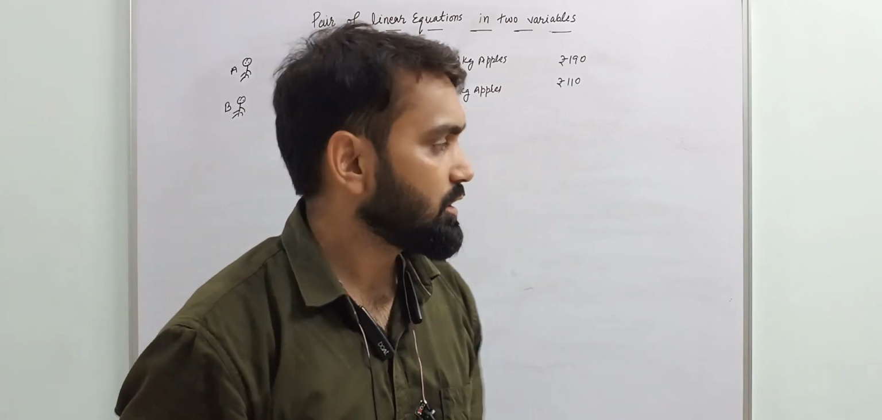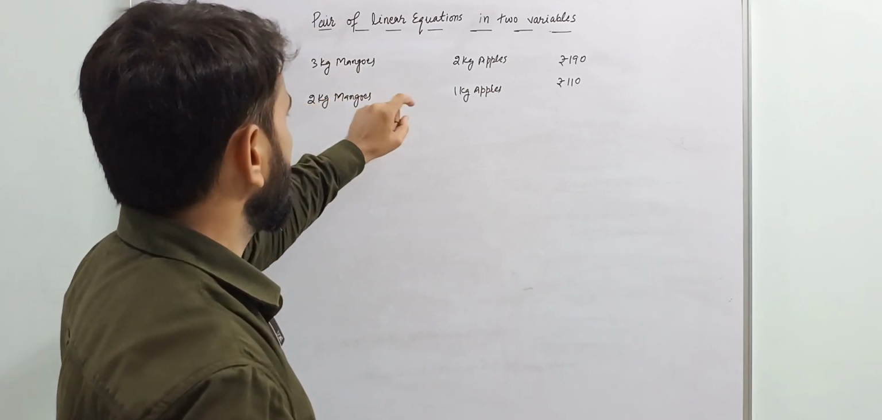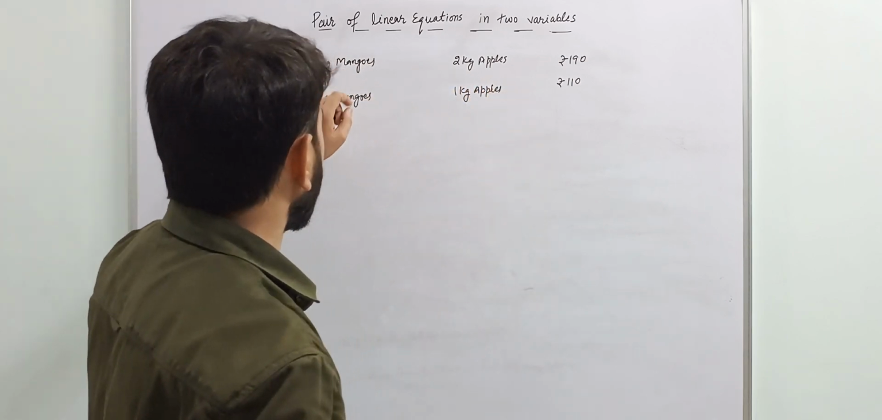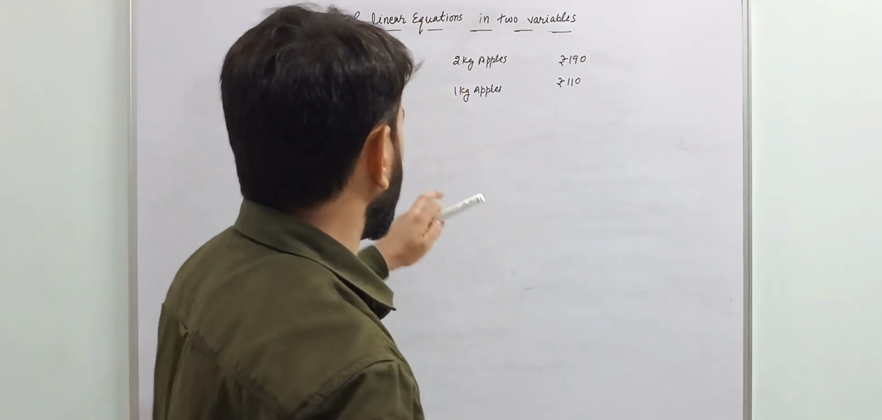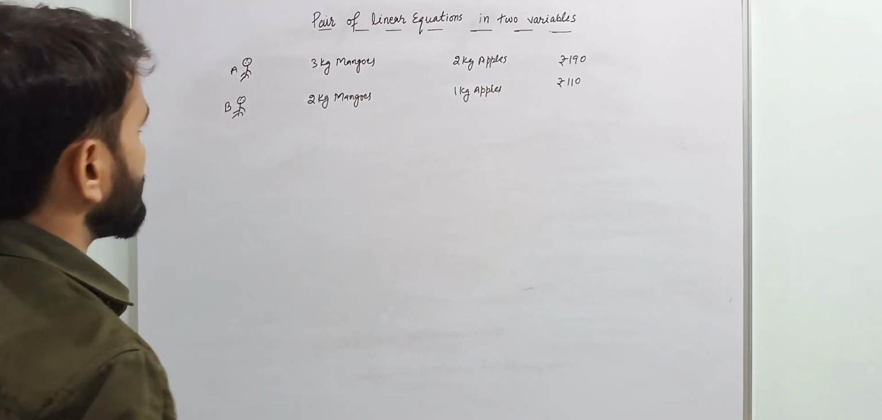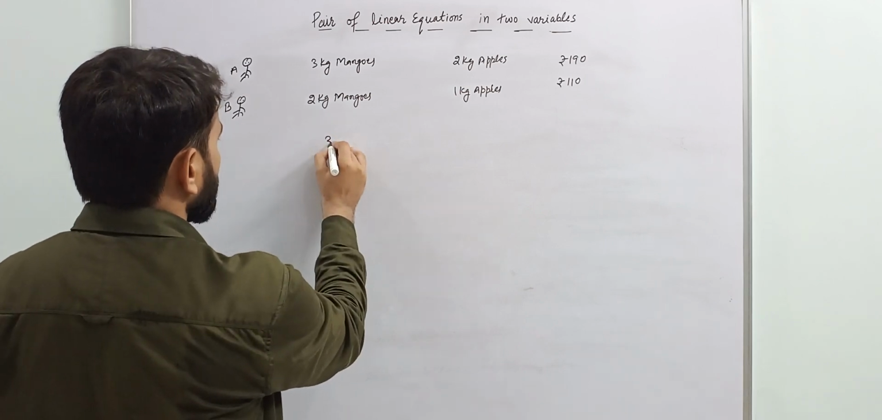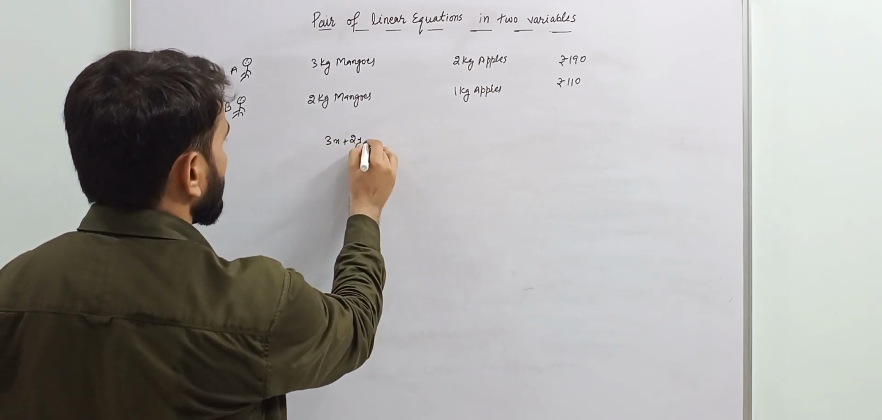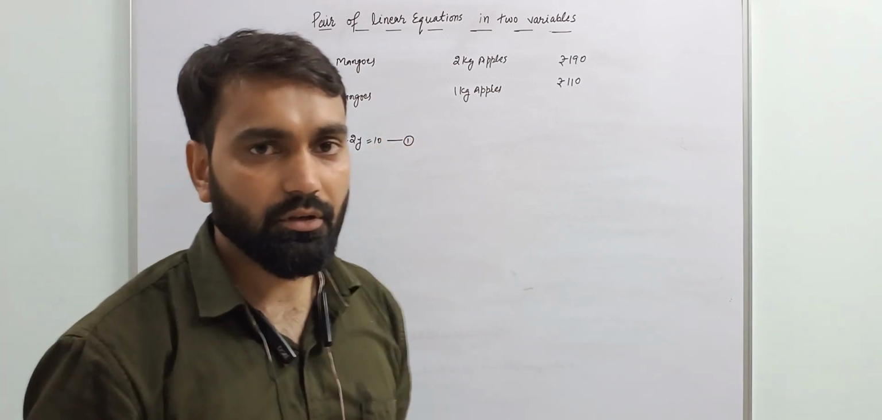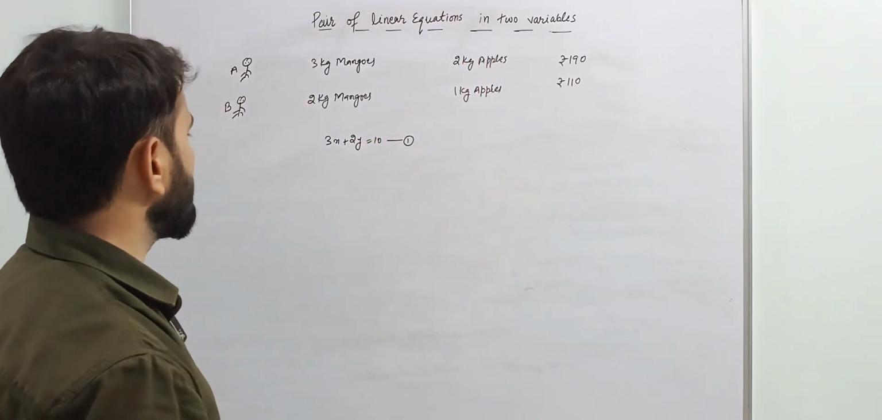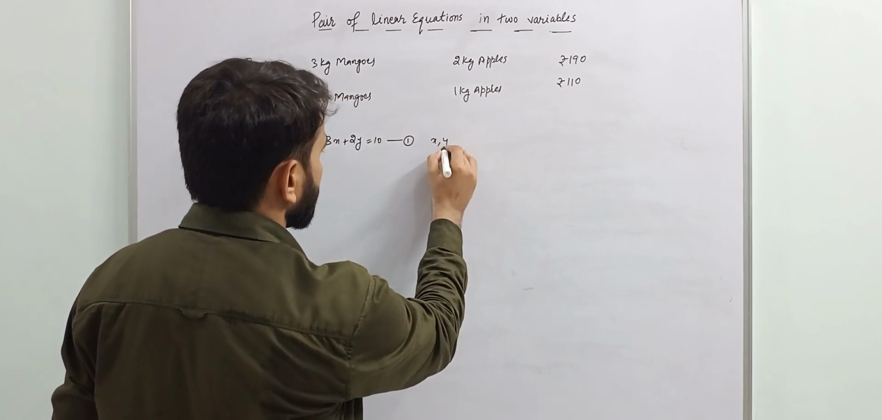The answer is yes. With this information we can find the cost of 1 kg mangoes and 1 kg apples with the help of pair of linear equations in two variables. So before we solve this problem, let us try to understand what is a pair of linear equations. Any equation of the form 3x plus 2y is equal to 10 is called a linear equation in two variables. We are calling it a linear equation in two variables because here there are two variables x and y.